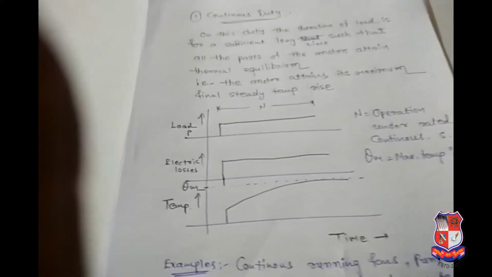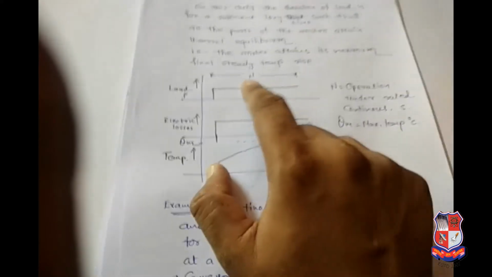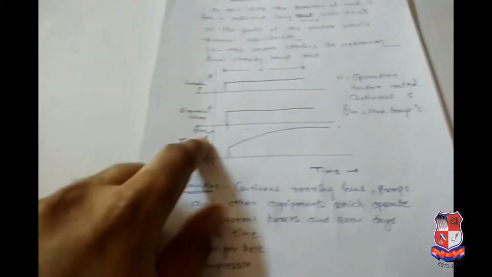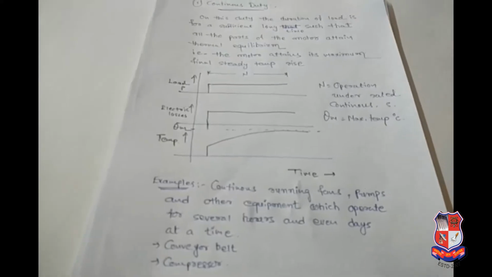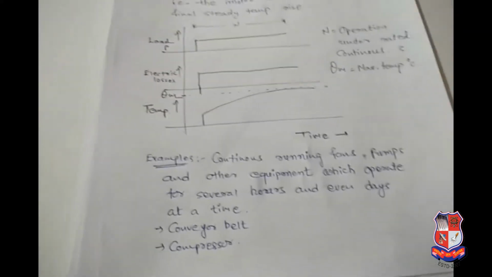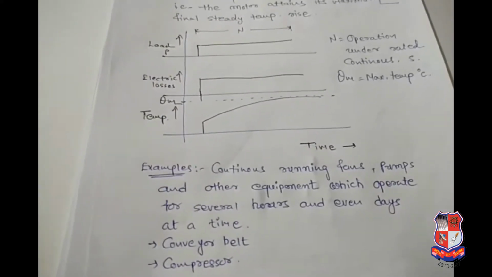So in this duty cycle there is no rest period. Here is the N. This is known as the operation under rated condition, and here the temperature is theta M. This is known as the maximum temperature and it is denoted in degrees centigrade. So in this duty cycle all the parts of the motor reach thermal equilibrium.